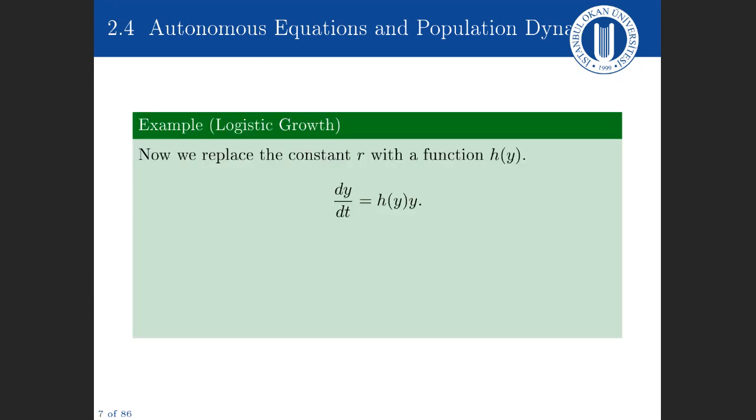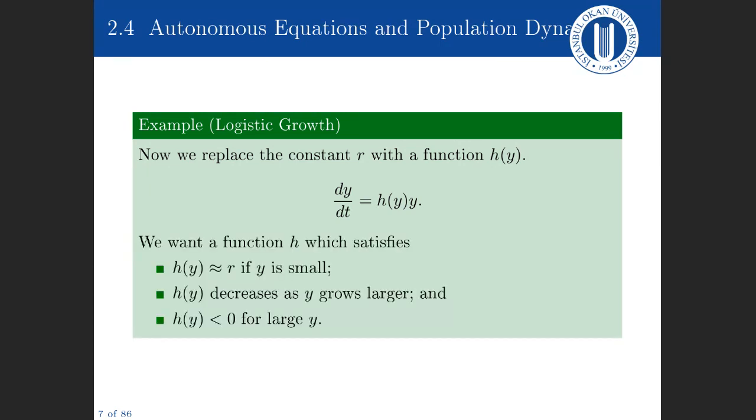Let's use a model with logistic growth. The idea here is we're going to replace our constant r with some function h(y). We want a function h which satisfies three properties. We want h(y) to be approximately equal to r if y is small, because we were happy with the previous model when y was small. The problem with the previous model happened when y got bigger and bigger. So we want our function h(y) to decrease as y grows larger. And in fact, we want h to become negative for large y.